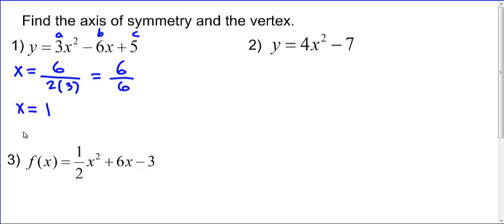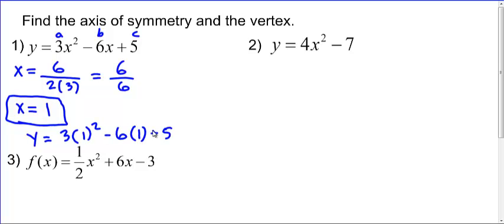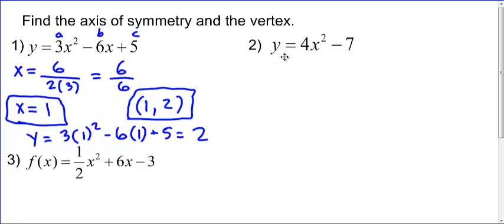My next step is to plug in 1. That's the axis of symmetry right there, by the way. But to find the vertex, I'm going to plug in that value we just found. So 3 times 1 squared minus 6 times 1 plus 5. That gives me 3 minus 6 plus 5, which gives me 2 if my math is correct. And so we get a vertex of 1 comma 2. So again, the process: negative b over 2a gives you the axis of symmetry, then plug that x value that you found into the equation. All right, let's try another one.